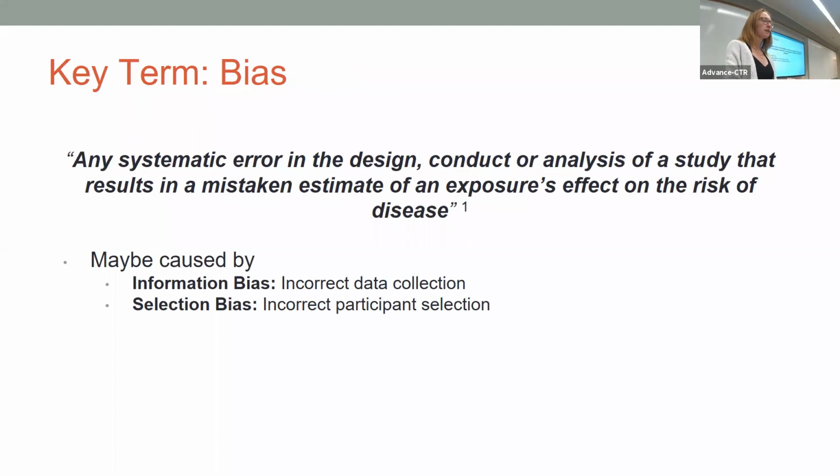designs. So the first term that I want to go over is bias. Bias is defined as any systematic error in the design, conduct, or analysis of a study that results in a mistaken estimate of an exposure's effect on the risk of disease. So bias comes in two sort of flavors. One is information bias, and this comes from incorrect data collection or data analysis. And then you can also have selection bias, which comes from incorrect participant selection. So this looks like maybe your sample population that you're studying doesn't quite look like the population that you want to generalize your results to.